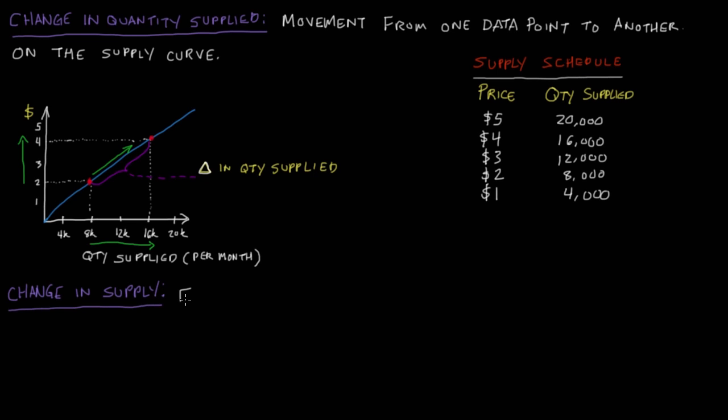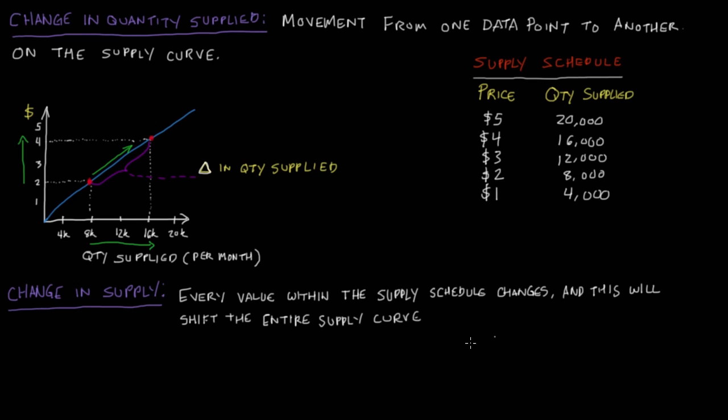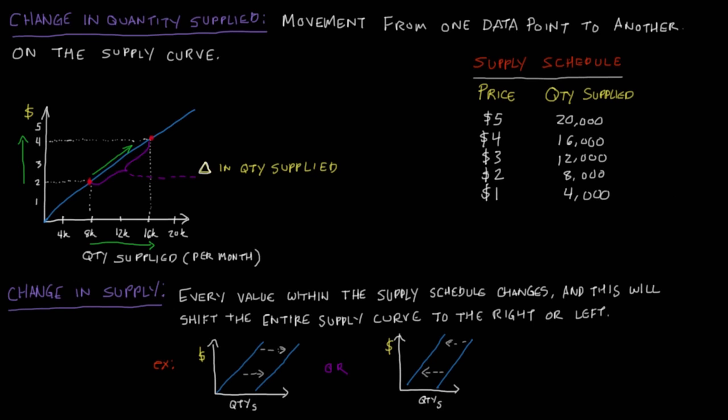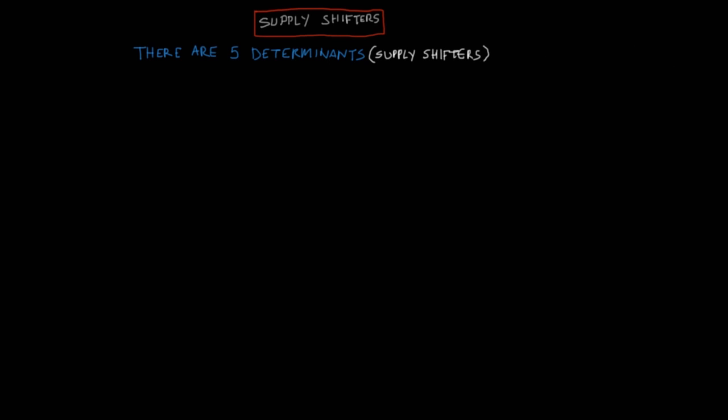Just as a reminder, a change in supply is not the same as a change in quantity supplied, which we discussed just a moment ago. A change in supply means that every value within the supply schedule changes, and this will shift our supply curve either to the left or to the right. So, some of the determinants that will shift the supply curve are defined by supply shifters. When we talk about supply shifters, we're expressing a direct cause and effect relationship between certain events, which we classify as determinants, and how they will affect a shareholder's decision to sell their shares.